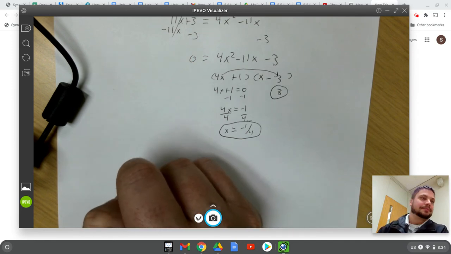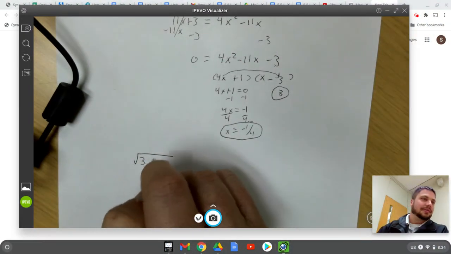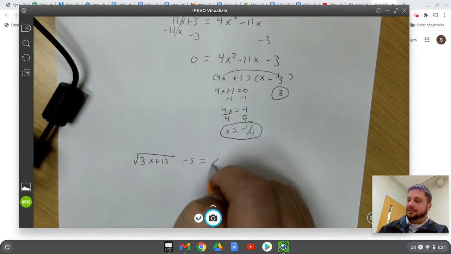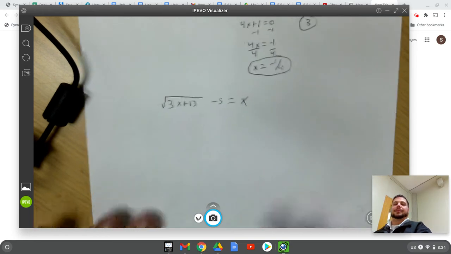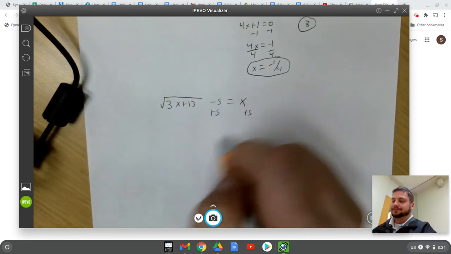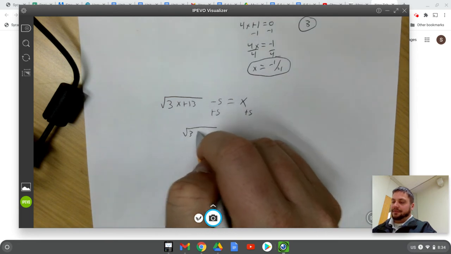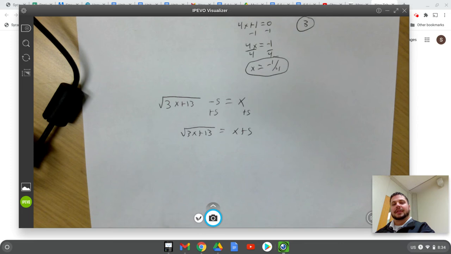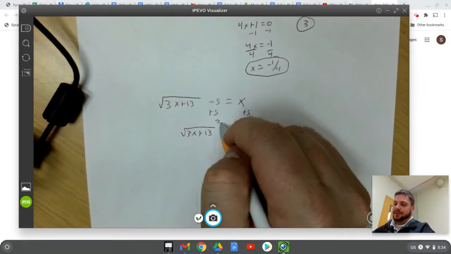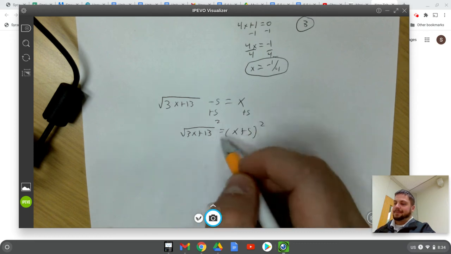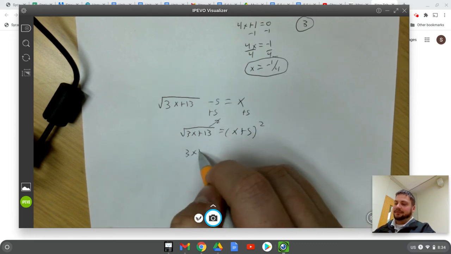Let's try this one. I got the square root of 3x plus 13 minus 5 equals x. Okay. Again, make sure you remember the goal is to get the square root by itself. So the first thing I want to do is add 5. So I've got the square root of 3x plus 13 equals x plus 5. Now, the square root's by itself, so it's time to square. Again, I need to square this whole side, so I put parentheses around it. Okay, so I'm just left with 3x plus 13 on this side.